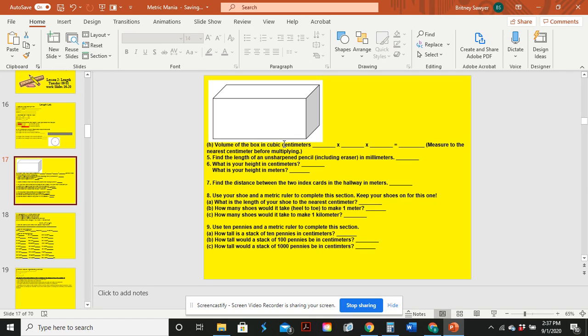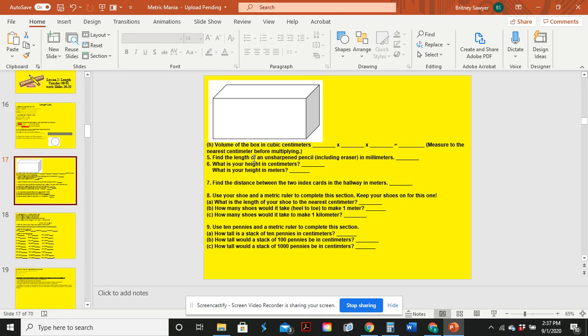For the volume of the box in centimeters, you're going to take and you're going to measure these lines here, and you're going to tell me, okay, so is this 4 centimeters? If it's 4 centimeters, you're going to say 4 across times how much down? Times 4 down times how much across again? And you're going to put your answer, okay?